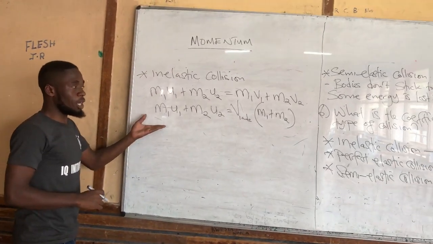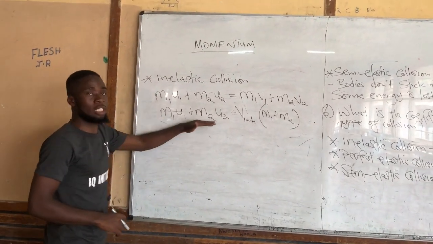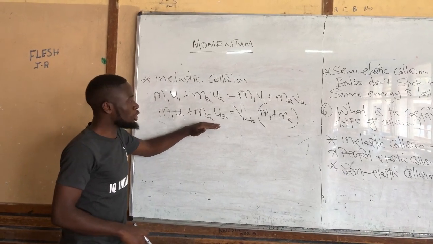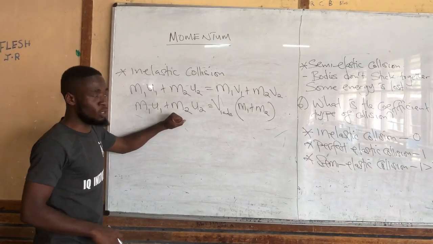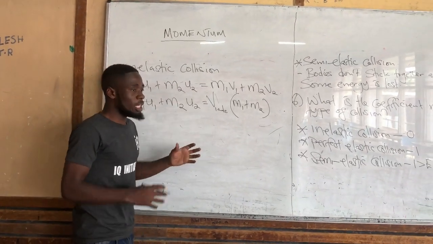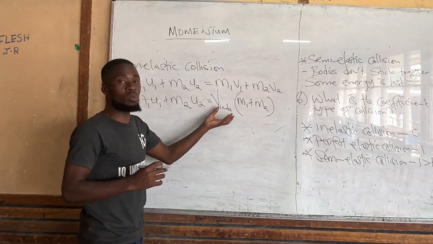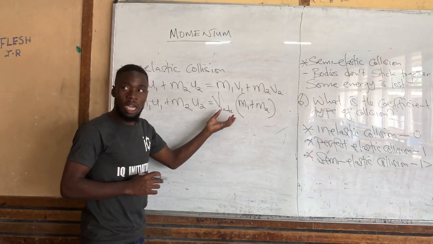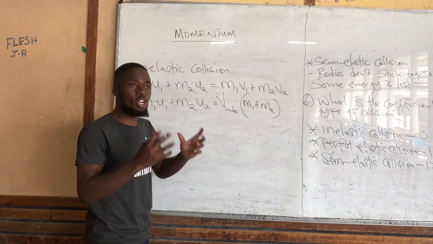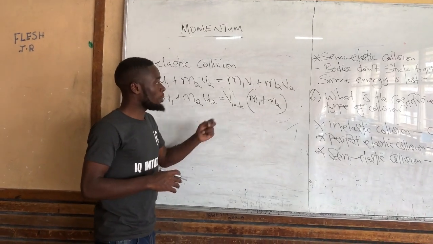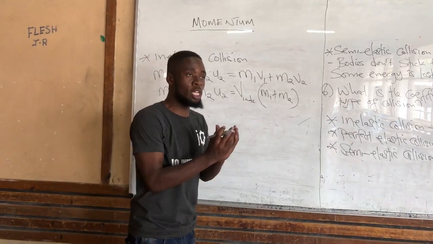So this is the equation you'll be using when bodies stick together. If they stick together, they only have one velocity. And in a question, when you are told to find the final velocity, it will only be one velocity, because they stick together and move together with that velocity.